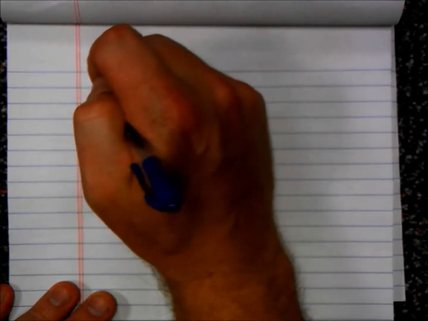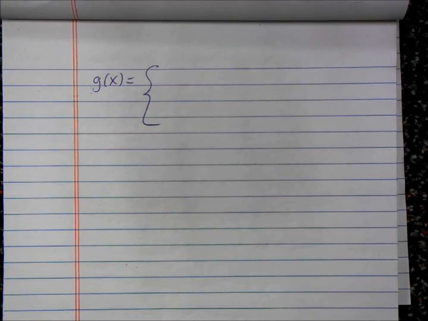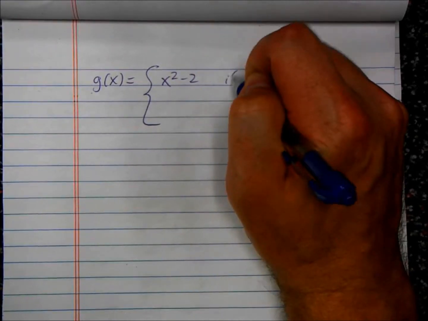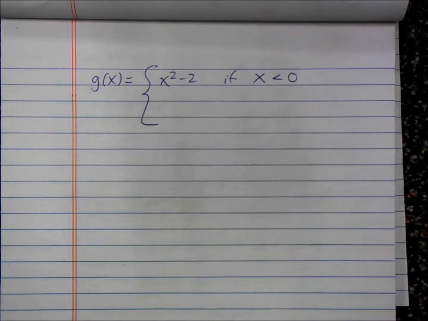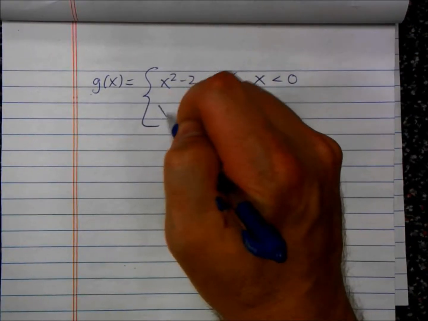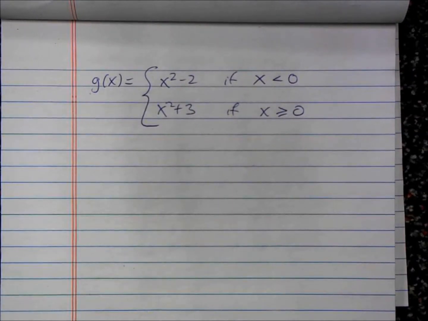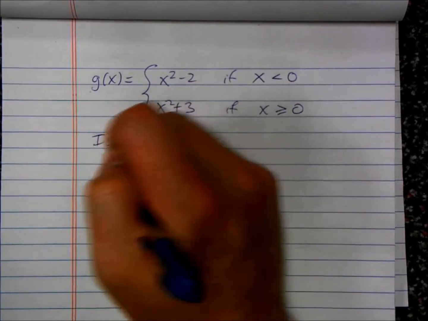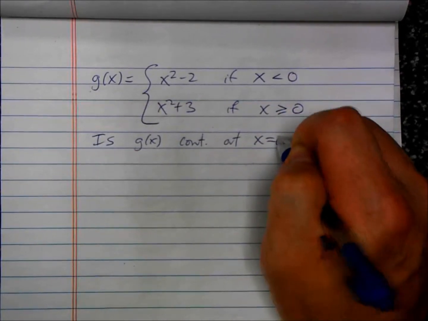How about g of x is, oh, I don't know, somebody give me a function they like. x squared minus 2 if x is less than 0. And how about x squared plus 3 if x is greater than or equal to 0. And I want to know, is g of x continuous at x equals 0?